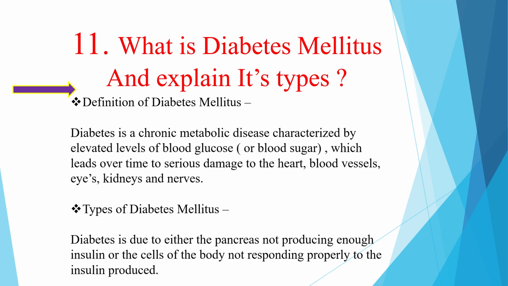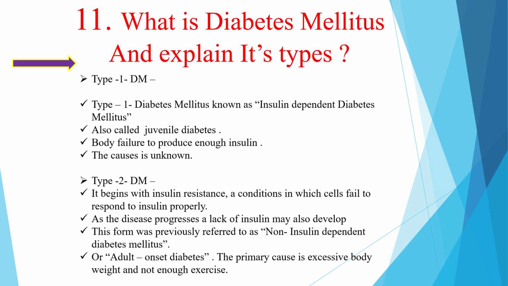Types of diabetes mellitus. Diabetes is due to either the pancreas not producing enough insulin or the cells of the body not responding properly to the insulin produced. Type 1 diabetes mellitus, known as insulin-dependent diabetes mellitus, also called juvenile diabetes. Body failure to produce enough insulin. The cause is unknown.